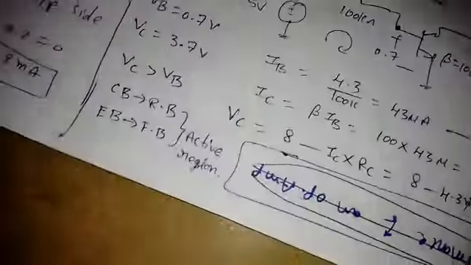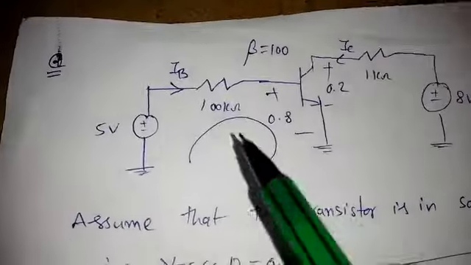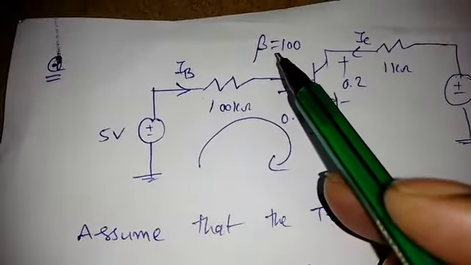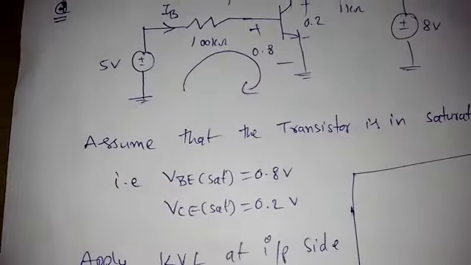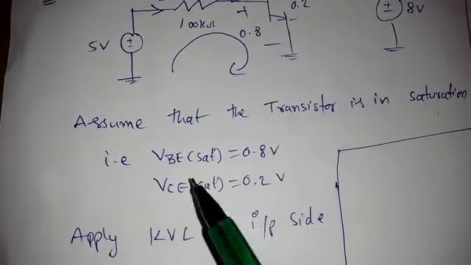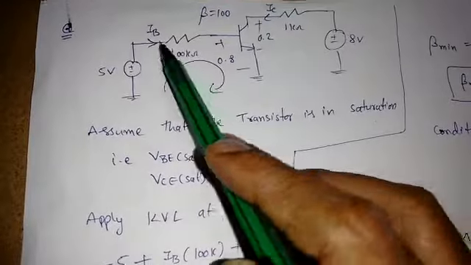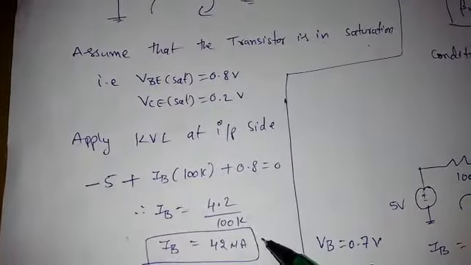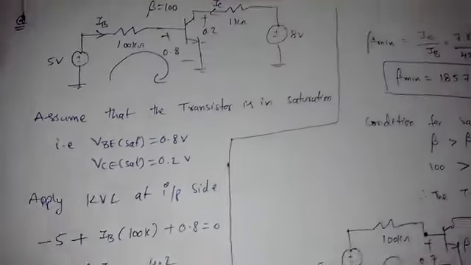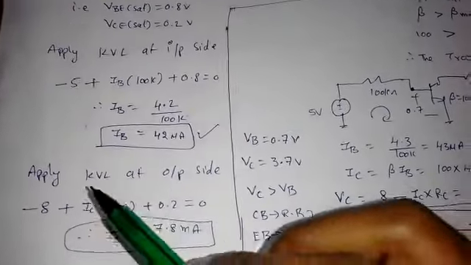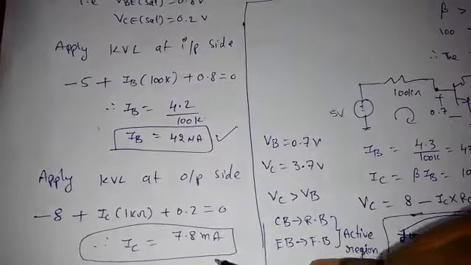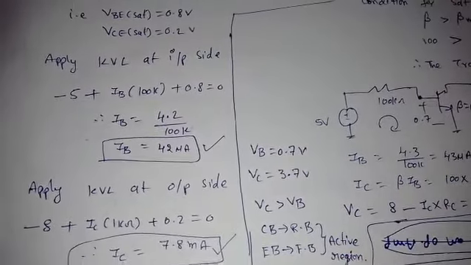Next we will see one more circuit, the same circuit with increased resistance at the input. Now beta is 100 only. Again we will assume the transistor is in saturation, and we will apply KVL at the input side. So minus 5 plus 100 into IB plus 0.8. In this expression we got IB as 42 microampere. Similarly for the IC, apply KVL at the output side. So minus 8 plus IC into 1 kilo plus 0.2. So we got 7.8 milliampere.